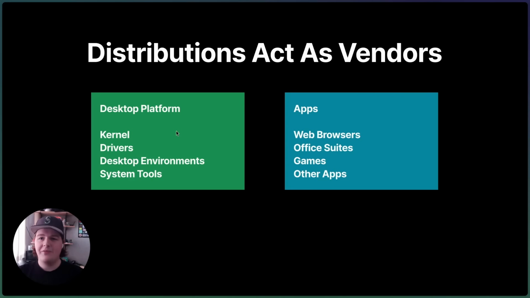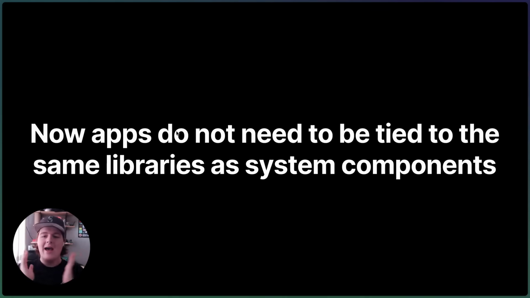So starting with the rise of these universal package managers like Flatpak, Snap, AppImage, now apps do not need to be tied to the same libraries as system components do. So you can take something like a Debian stable, which is going to give you a stable base platform, and install the latest GNOME apps that use the newest version of libadwaita without worrying about compatibility issues.